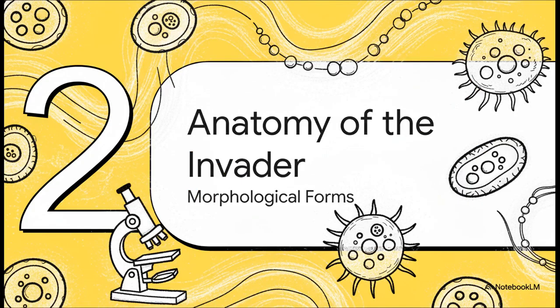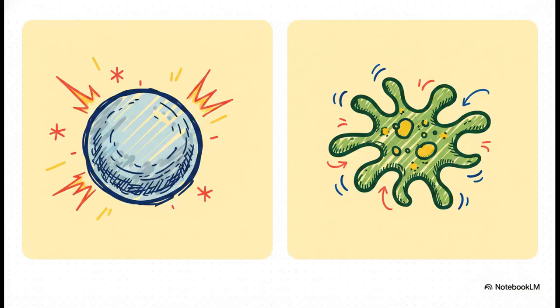Section 2. Anatomy of the invader. Let's shift our focus down to the microscopic level to examine the biological weapons of our antagonist. Entamoeba histolytica is essentially a shapeshifter. It exists in two distinct morphological forms. First, you have the cyst. Think of this as the armored transport vehicle. It's small, it's stable, non-motile, and it has this incredibly tough refractile wall containing chitin. That wall allows it to survive the harsh acidic environment of the human stomach.